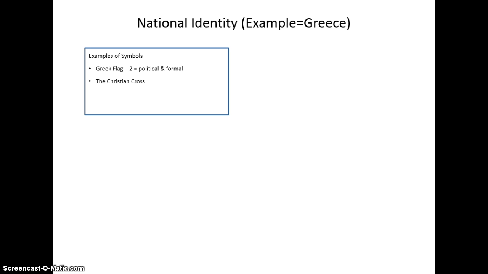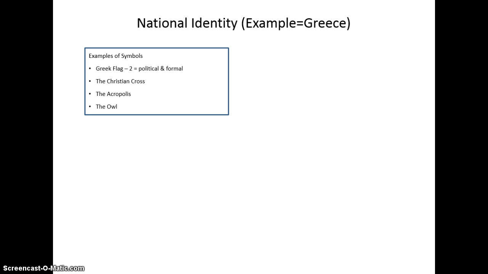Another important symbol that makes up the national identity of Greece is the Christian cross, and this is important because the Greek people see themselves as a Christian nation. The Acropolis, which is an important architectural and ancient feature of the city of Athens, is quite important as an element of the national identity of Greece because it symbolizes the heritage of the Greek civilization, the ancient Greek civilization, to the Greek people, and it's also important because it's a key tourist attraction which brings in a great deal of revenue to the country of Greece.